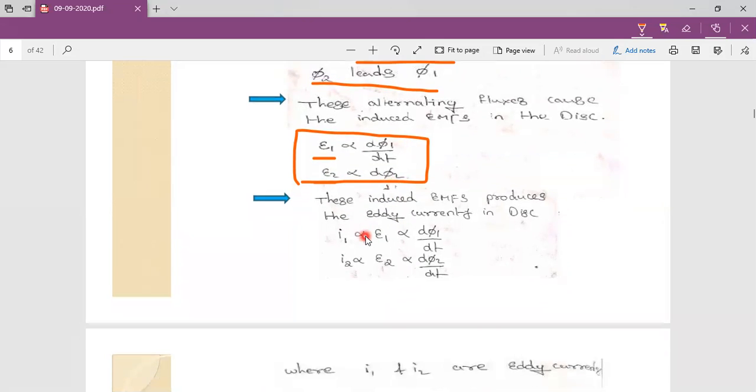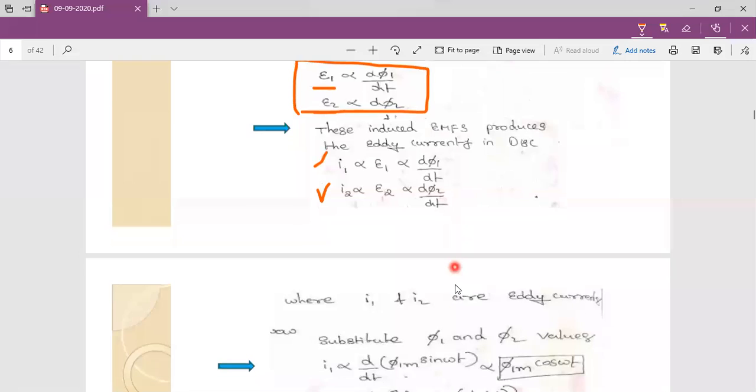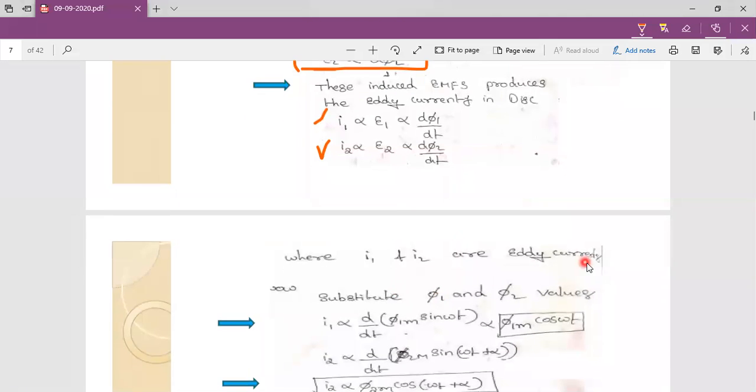Now these induced EMFs again produce currents, I1 and I2. We already assumed that the disk has no self inductance. That's why I1 is in phase with E1, and I1 is directly proportional to d phi 1 by dt, and I2 is directly proportional to d phi 2 by dt. Here I1 and I2 are the eddy currents or circulating currents, whatever you may call them.